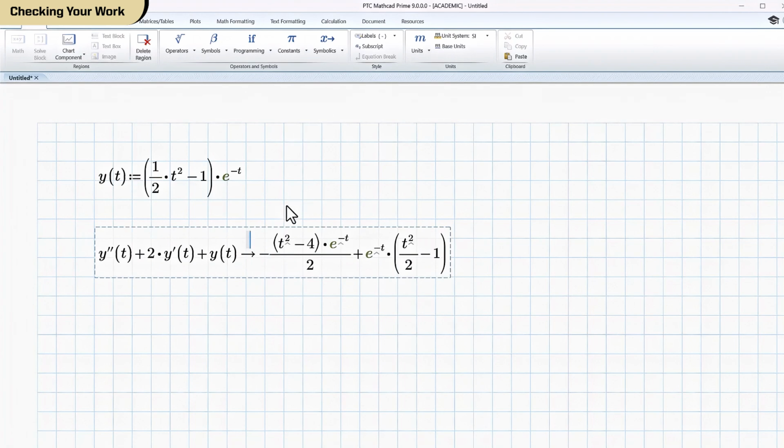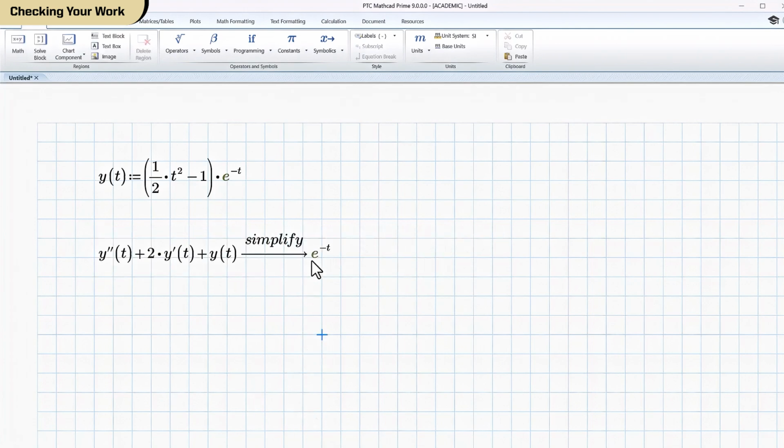Well, it doesn't look too good, but wait, let's simplify this. And there it is, e to the minus t. So it clearly worked. Now there's another way to do this in MathCAD. I can set this up so I can actually put the full differential equation in here. Now I can ask MathCAD to simplify this, and if the left side really is equal to the right side, it should equal 1. And there it is.